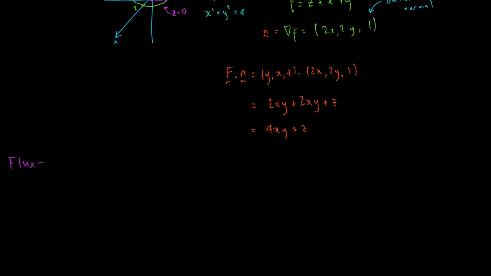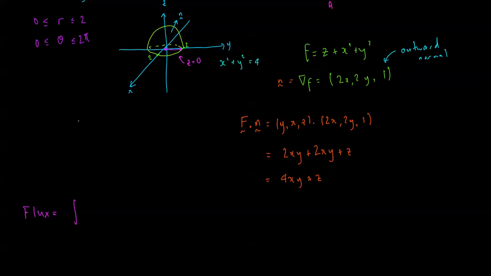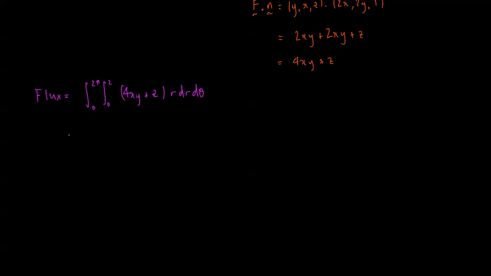So the flux is equal to the integral with limits 0 to 2 pi for theta, and 0 to 2 for r. The function f dotted with n, which is 4xy plus z, and don't forget the r dr d theta, where the r is from the Jacobian. Now it's in terms of x, y, and z, so we need to change those.